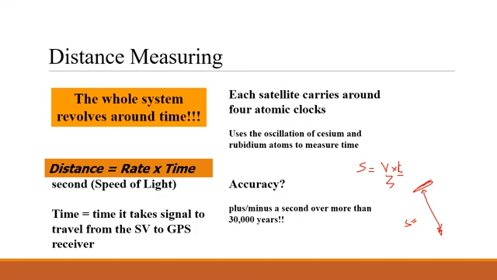Each satellite carries around 4 atomic clocks. There are 4 atomic clocks in each satellite, that is rubidium and cesium. They use the oscillation of cesium and rubidium atoms to measure time. The accuracy of these atomic clocks is plus or minus a second over more than 30,000 years. So it's very accurate, and this accuracy is enough: 30,000 years plus or minus a second.